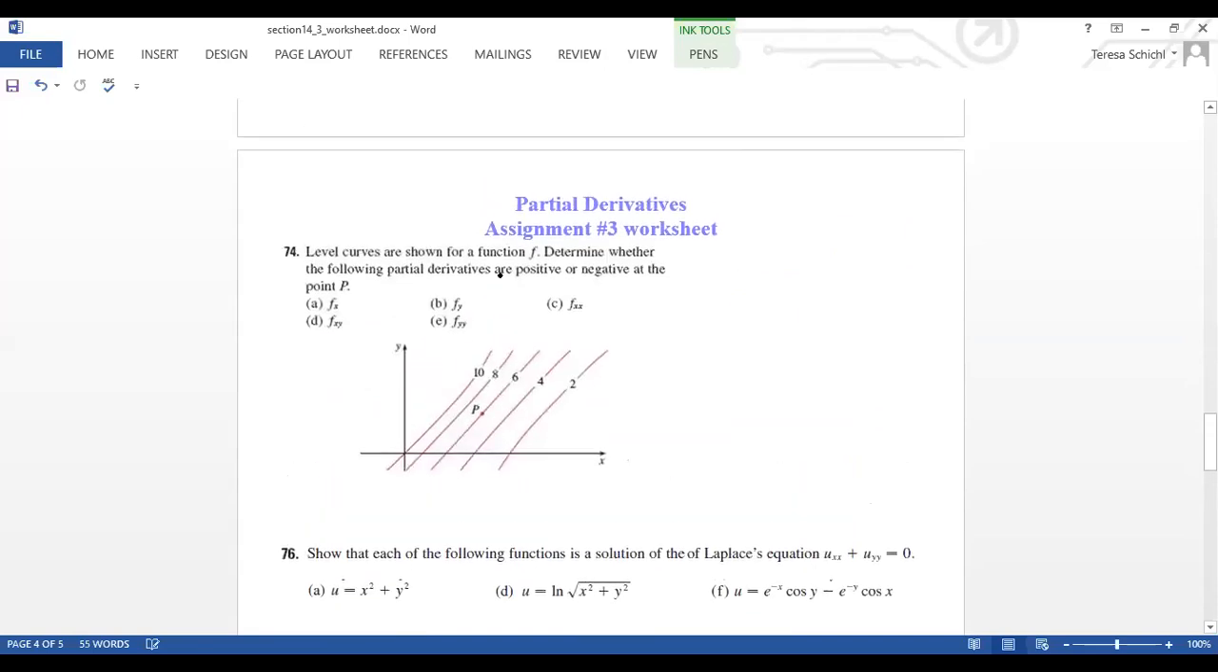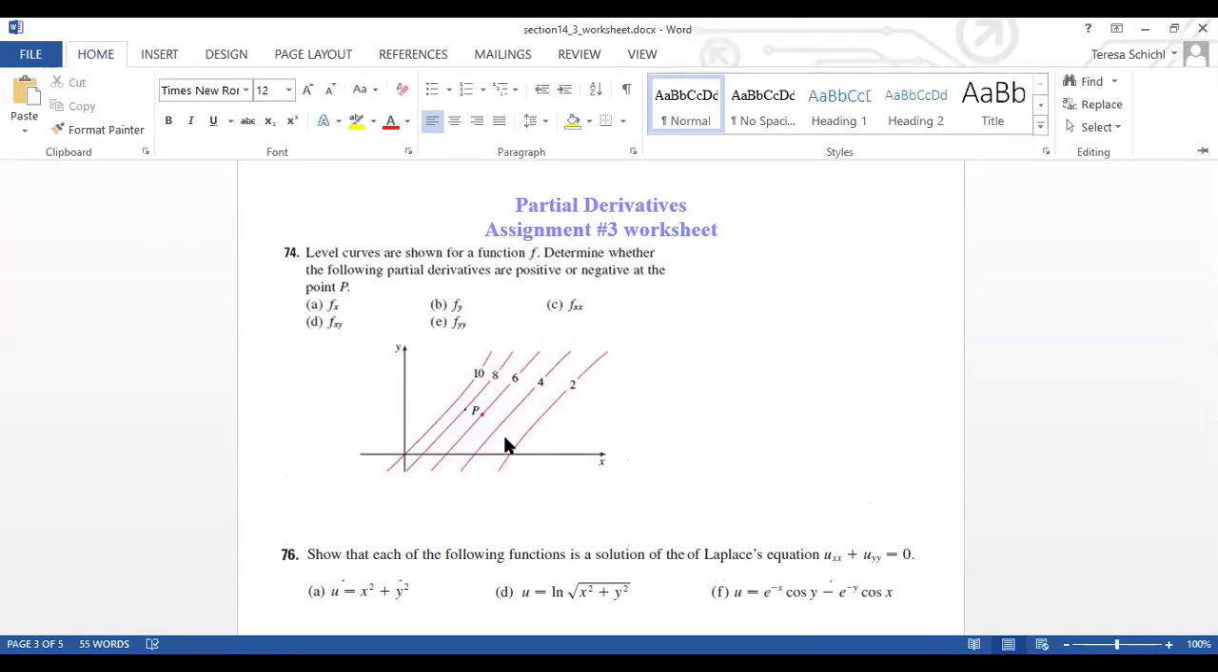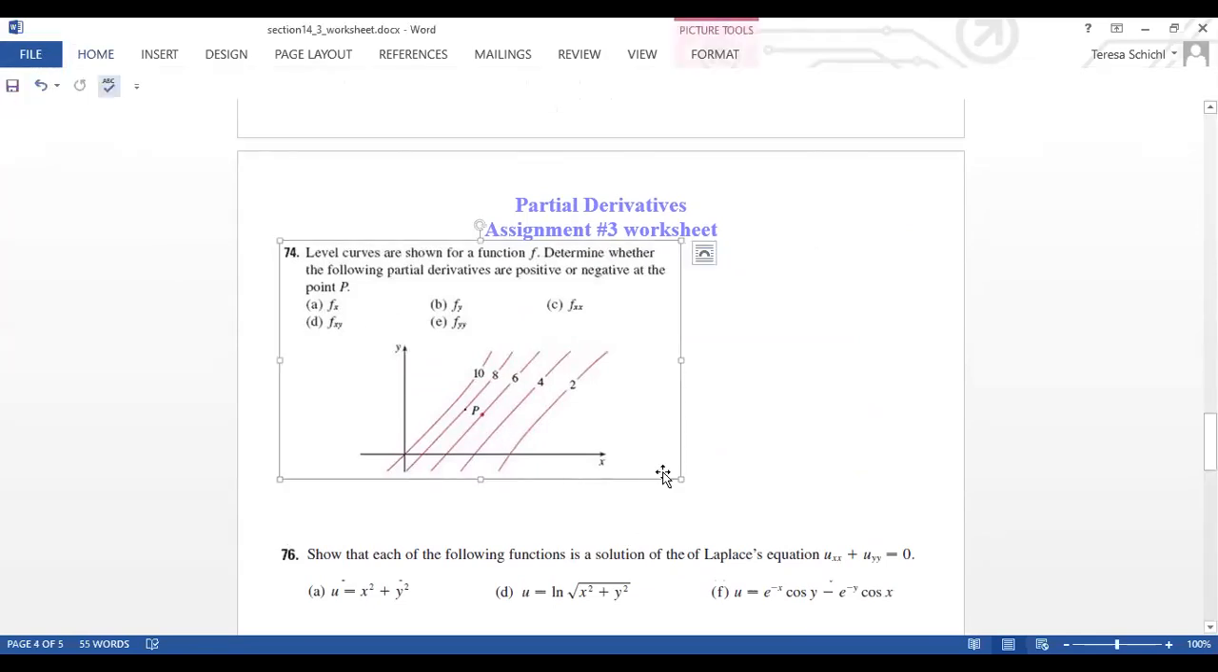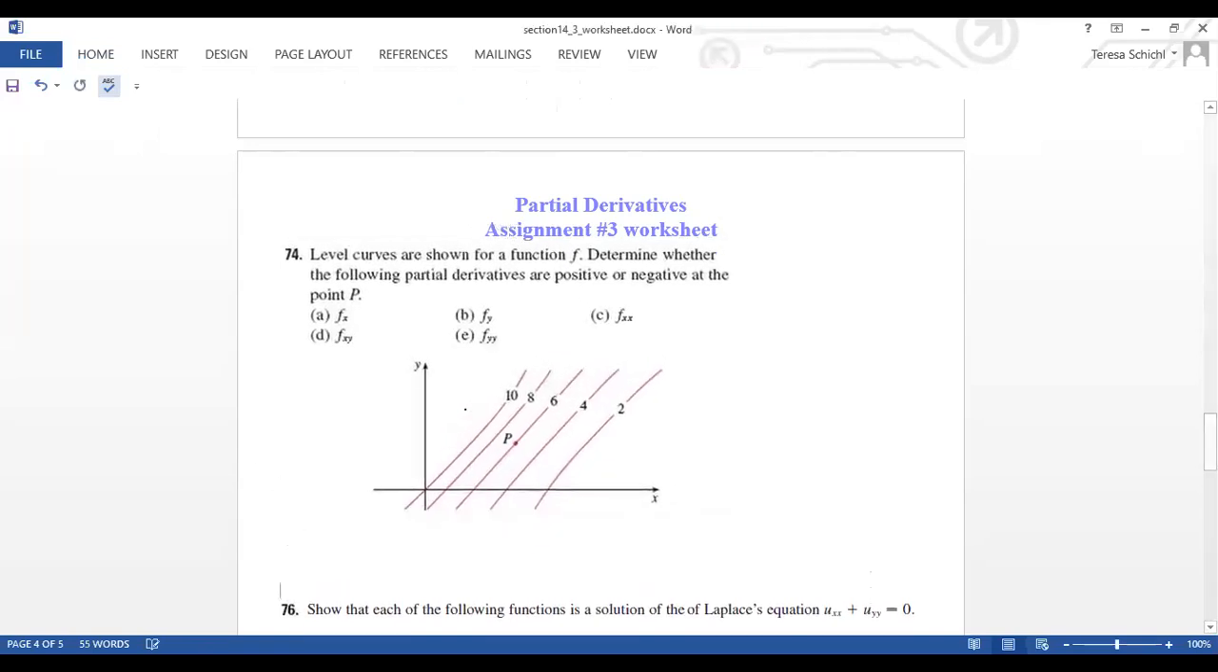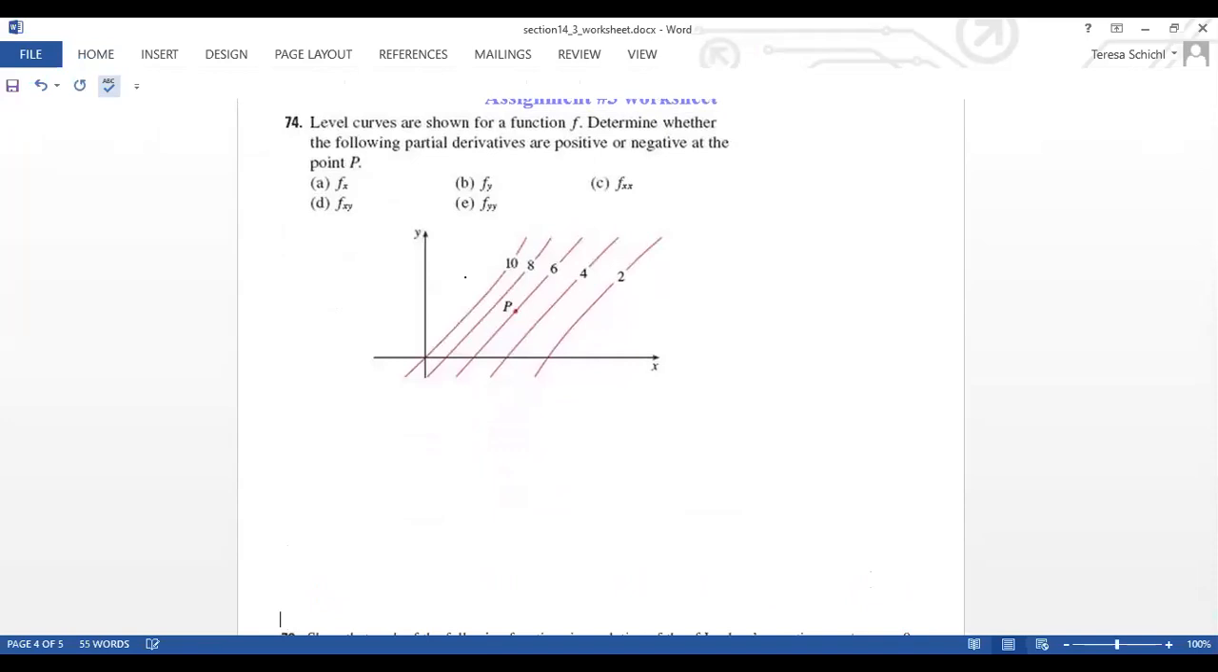Like in here, number 74. So for number 74, let's put this a little bit bigger, and then I'll have some space here. So now we want to see, I really like this type of problem because it tests your concepts. Let's see if we'll be able to get it or not.